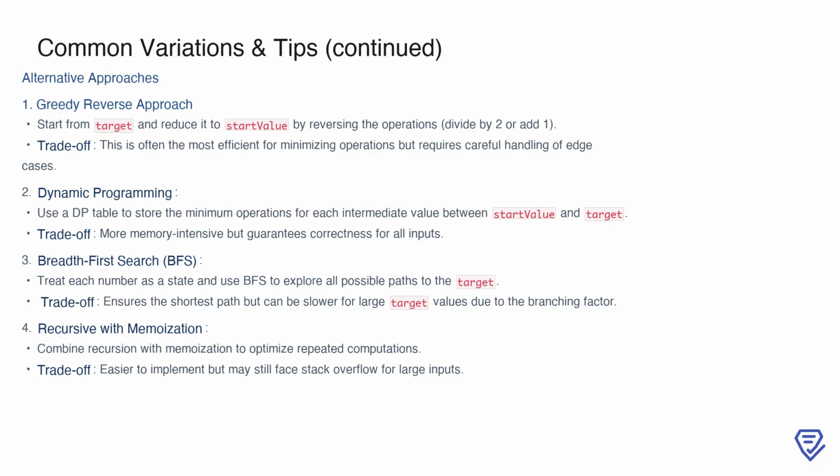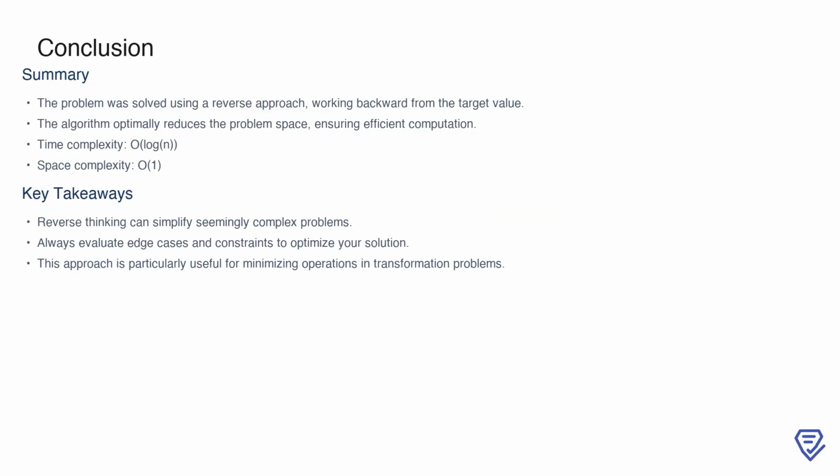Breadth First Search, or BFS, is another viable technique. Here, you treat each number as a state and systematically explore all paths to the target. This guarantees the shortest path but may be slower for larger values of target due to the high branching factor. Finally, recursive solutions combined with memoization can optimize performance by storing results of repeated computations. However, even with memoization, recursion might still encounter stack overflow for very large inputs. Each of these approaches has its pros and cons, so the best choice depends on the specific constraints and requirements of the problem.